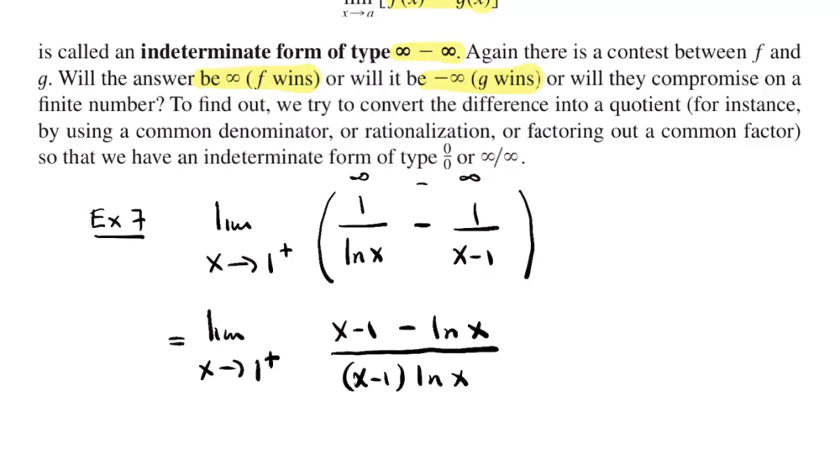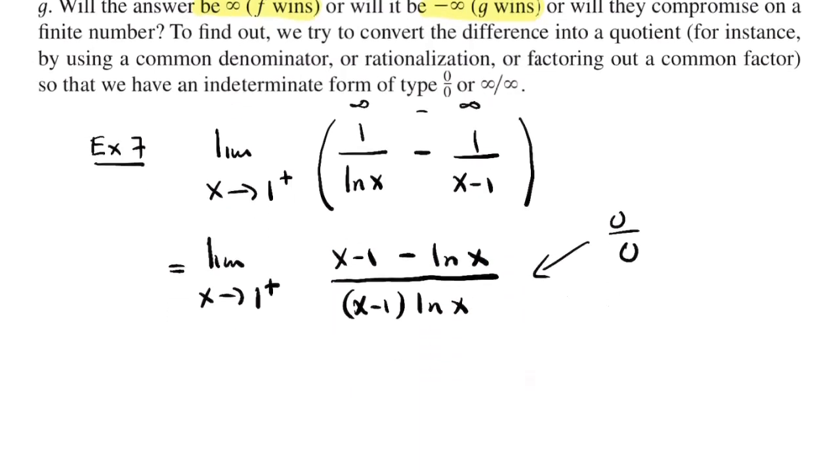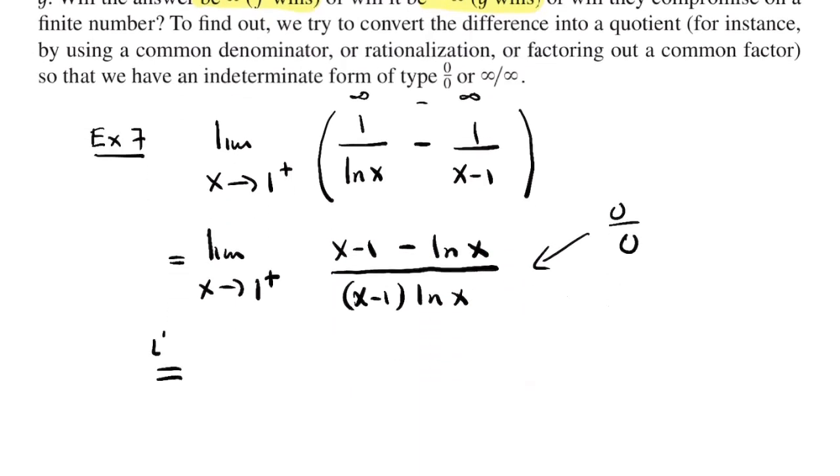All right, let's check what happens to that. If we look at the numerator first, as x approaches 1 from the right, well, that term is going to go to 0. So is the logarithm. So the numerator is approaching 0. How about the denominator? Well, x is approaching 1, so x minus 1 is going to 0. The log is approaching 0. 0 times 0 is 0. So we've converted this into a 0 over 0 form. Okay, this is a 0 over 0 form. So L'Hopital's rule applies.